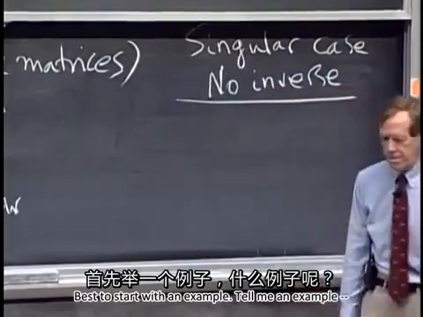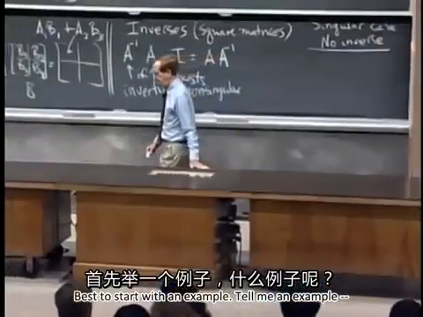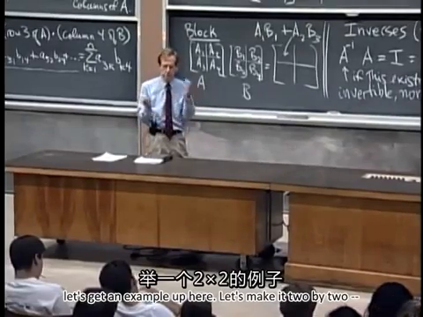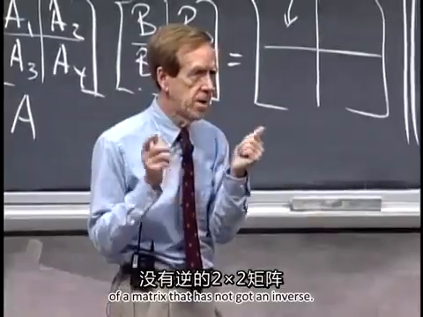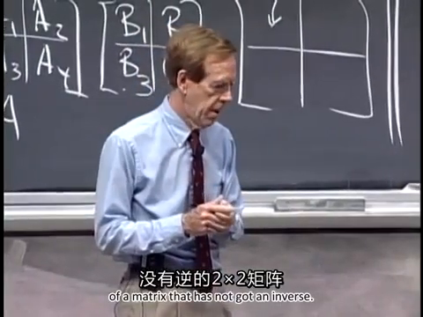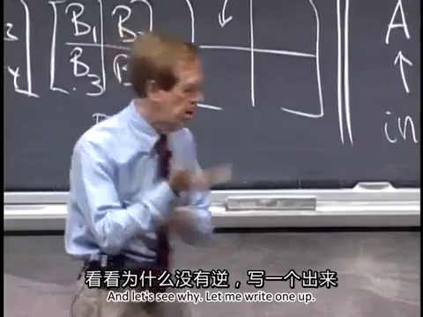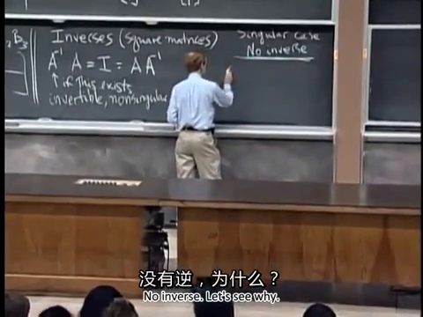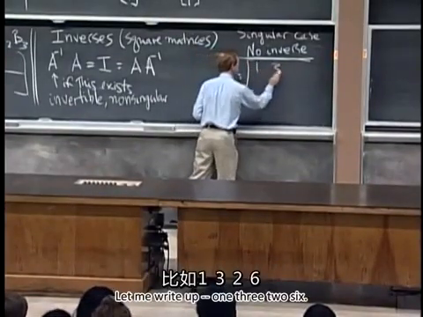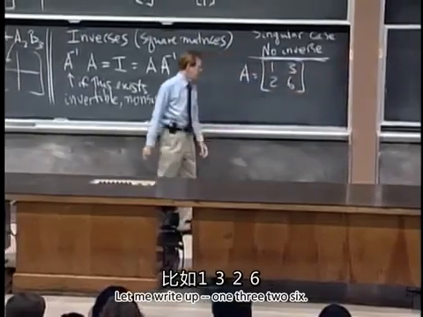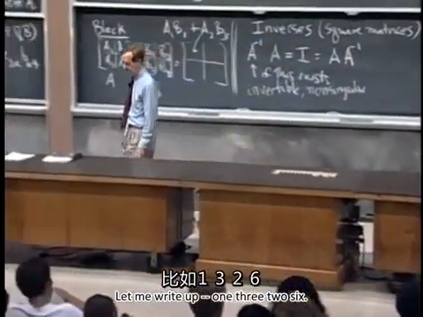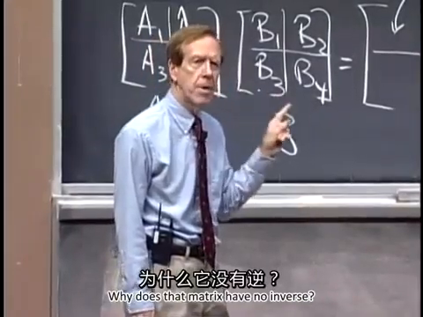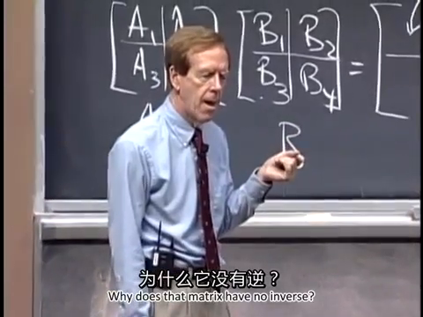All right, best to start with an example. Let's make it 2 by 2, a matrix that has not got an inverse, and let's see why. Let me write up 1, 3, 2, 6. Why does that matrix have no inverse?